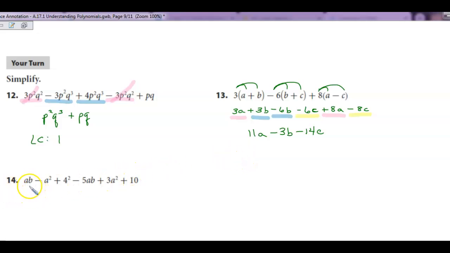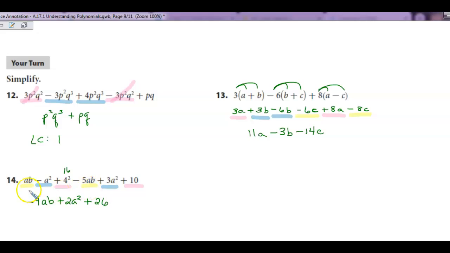All right, take a look at 14. What like terms can you combine? Okay, so I found my like terms, ab, and then a squared, and then my constants. Now I count this as a constant because there's no variable. And so I know that if I take 4 squared, I get 16. And 16 and 10 are constant numbers.